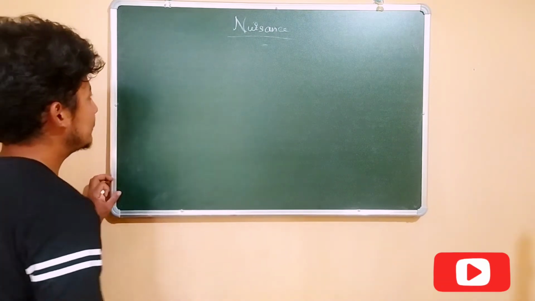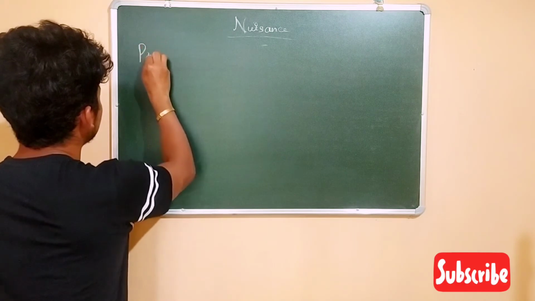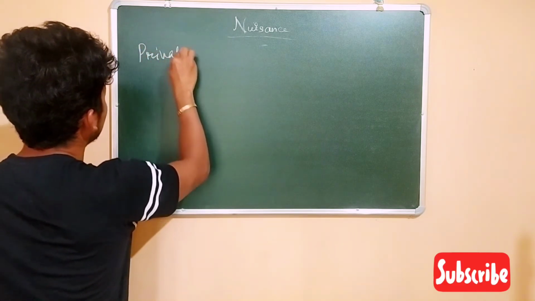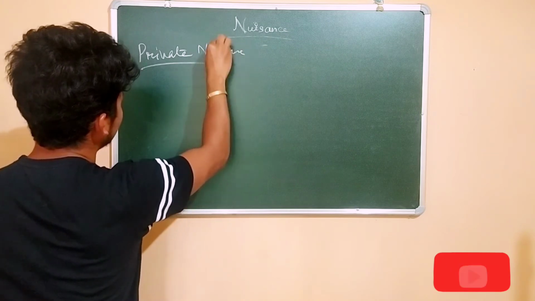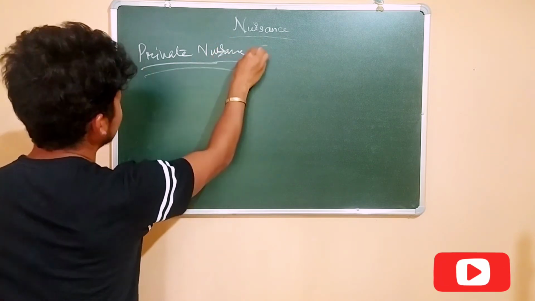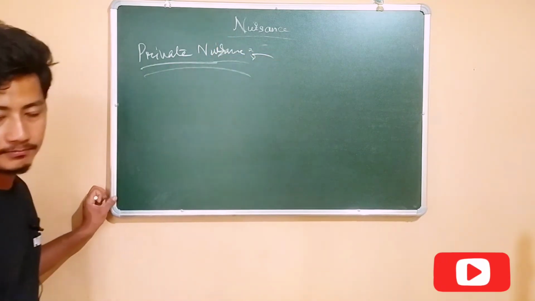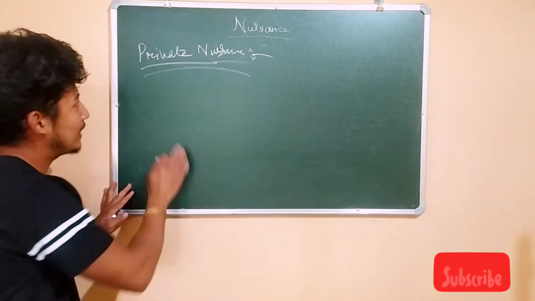So now we will see private nuisance. So what is private nuisance? We will see. To constitute it, there are three essentials.